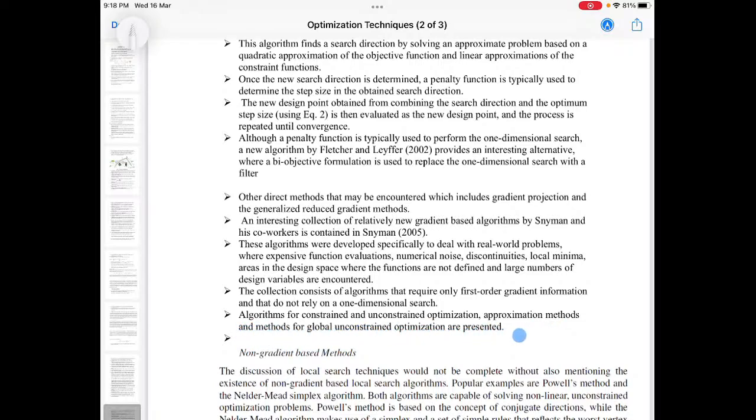So far we have seen different methods based on local constrained optimization, and here we are going to discuss algorithms for constrained and unconstrained optimization, the approximation methods, and methods for global unconstrained optimization.